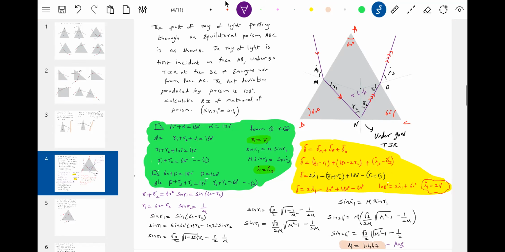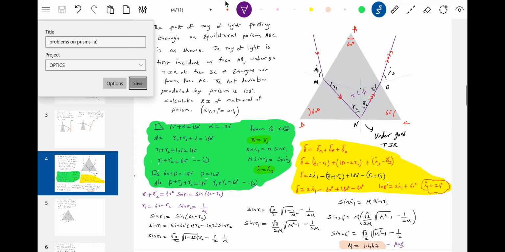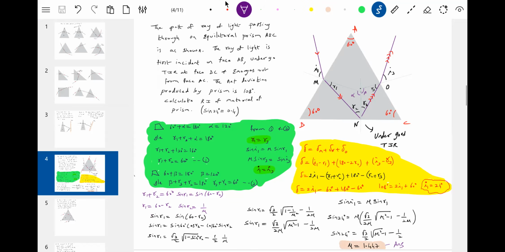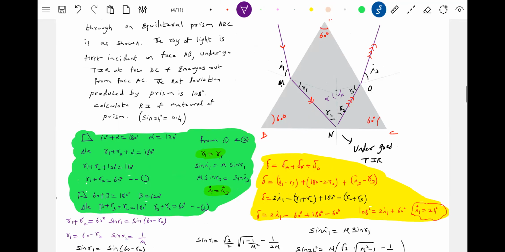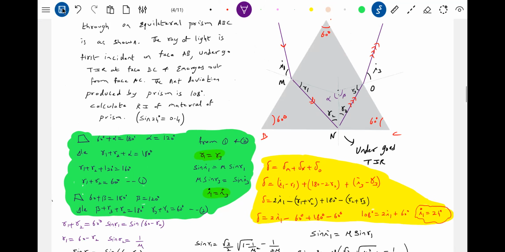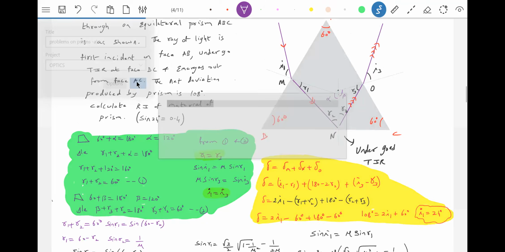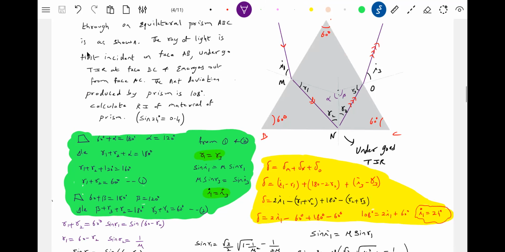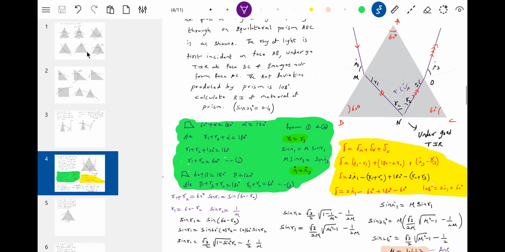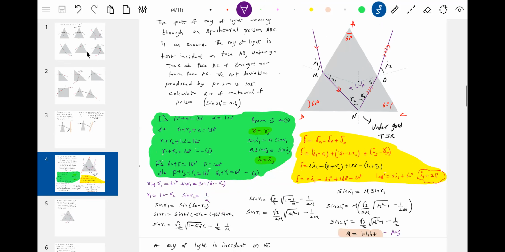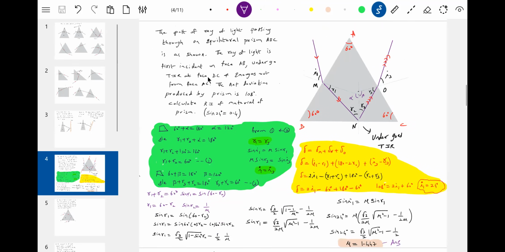Able to understand? So whenever a prism problem comes, you focus more on things like this. Okay, see one complete view. Then I'll go to the next problem.